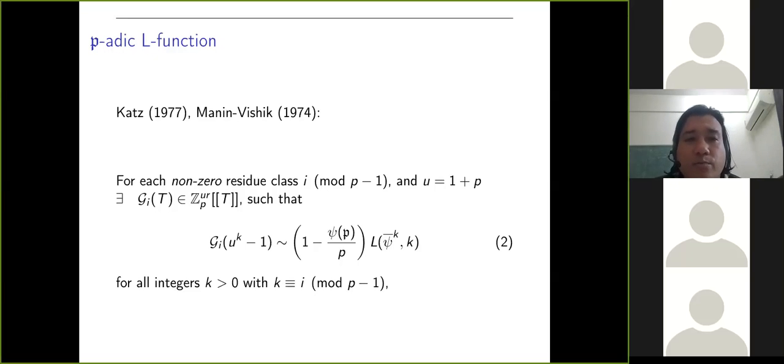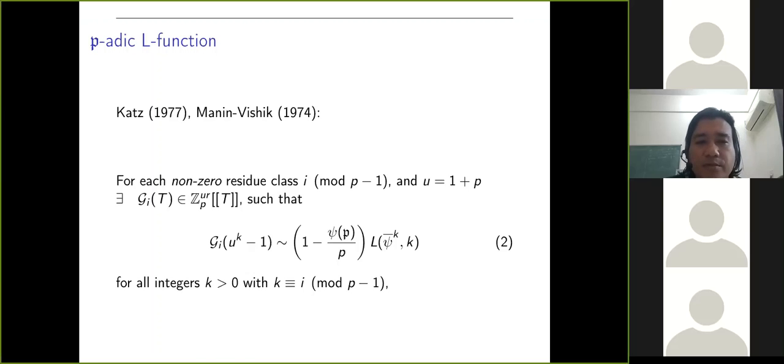Once I have this, these numbers were shown to be p-adically interpolated. Let me explain what it means. This is a construction due to Katz and Manin-Vishik. Manin-Vishik did it in a more special case, and then Katz did it in a more general case. So what happens is that if I take a non-zero residue class, it means that i is not congruent to 0 mod p minus 1, and I take u to be 1 plus p. Then there exists a power series in one variable.